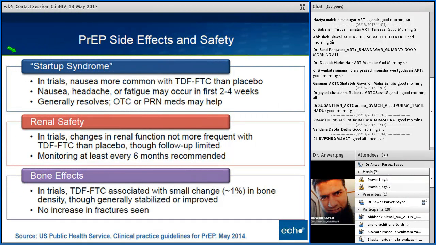Now, we all know regarding the side effects of tenofovir and the combination of tenofovir-emtricitabine, that is PrEP side effects. We studied this in the last session also. But just to refresh your memory, there is something like startup syndrome, where when we initiate any treatment, very commonly, and we see this with antibiotics, similarly with the tenofovir-emtricitabine combination, nausea is a common startup syndrome, and other symptoms like headache and fatigue may occur in the first 2 to 4 weeks. But these generally resolve with over-the-counter medicines like NSAIDs and antacids. But there are two important toxicities or adverse effects of tenofovir which have to be considered: renal toxicity and bone effects.